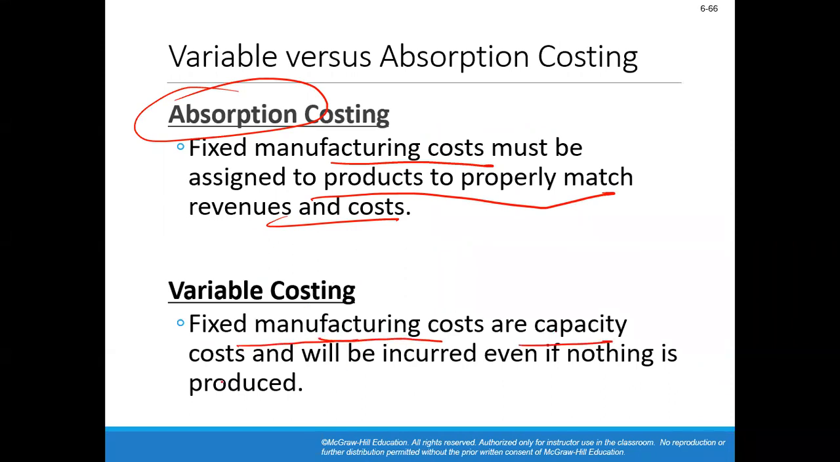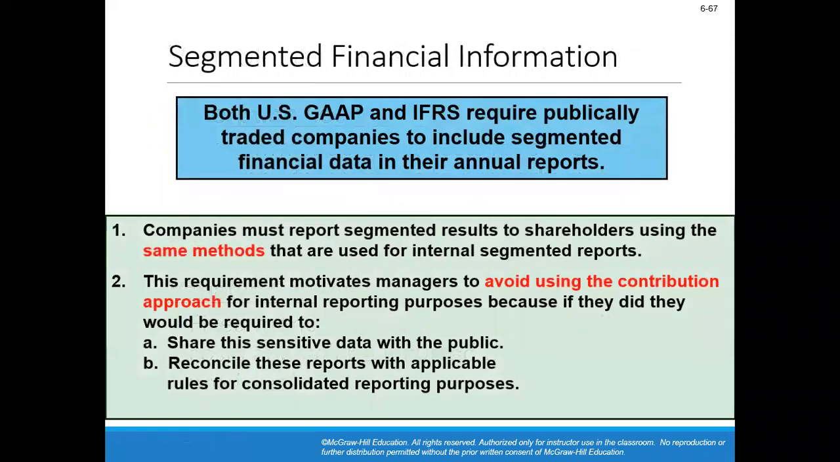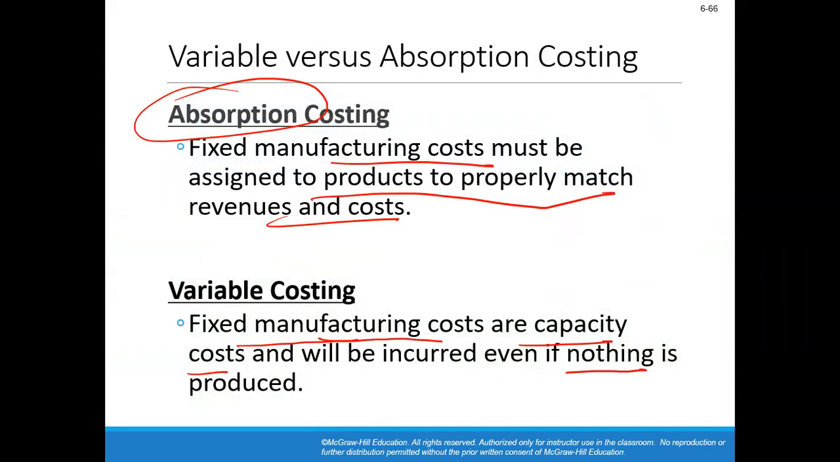But the variable costing advocates are saying that fixed manufacturing costs are the capacity cost. Fixed manufacturing costs are capacity costs, and even if nothing is produced, you will have to incur the fixed manufacturing cost. So it is very essential that you think very clearly about the separation between the variable cost and the fixed cost, and you reflect this in your reporting.